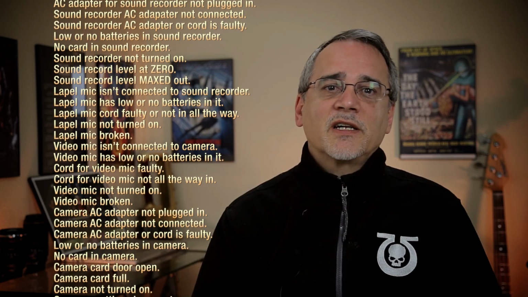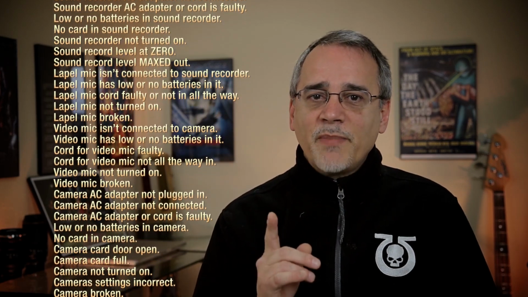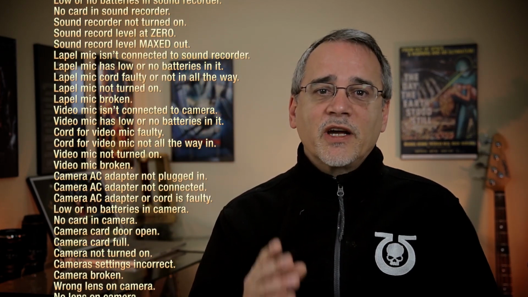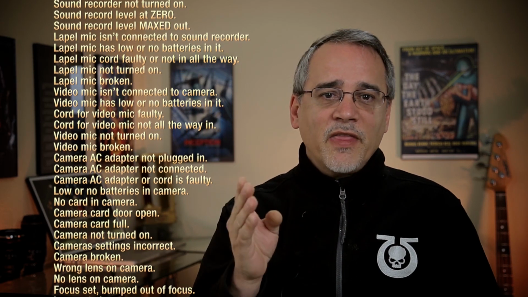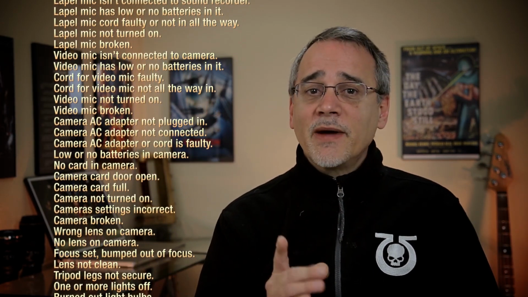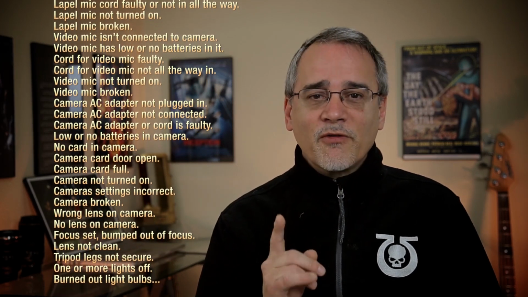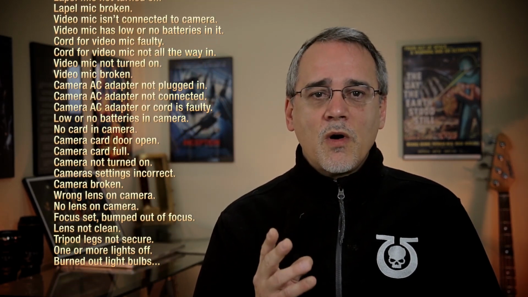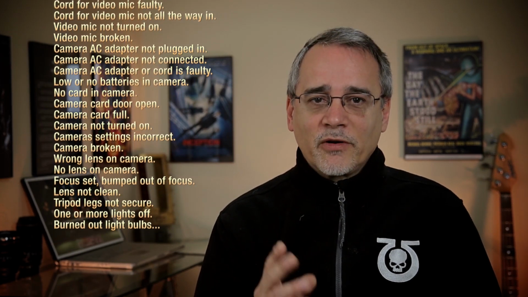The video mic isn't connected to the camera. The video mic, if it uses batteries, has low or no batteries in it. The connection cord between the video mic and the camera is faulty or not all the way in. The video mic is not turned on. The video mic is broken. If I'm using an AC adapter for my camera, it isn't plugged into the wall or isn't connected properly to my camera. The camera AC adapter or its cord is faulty.